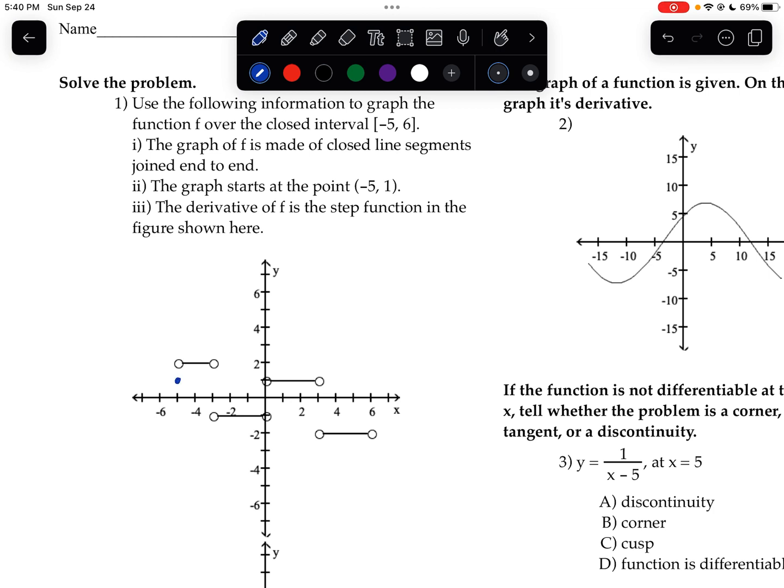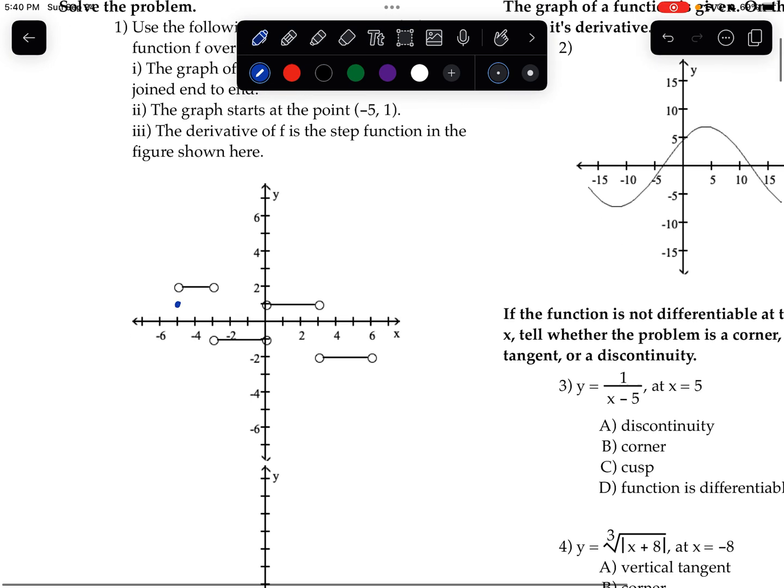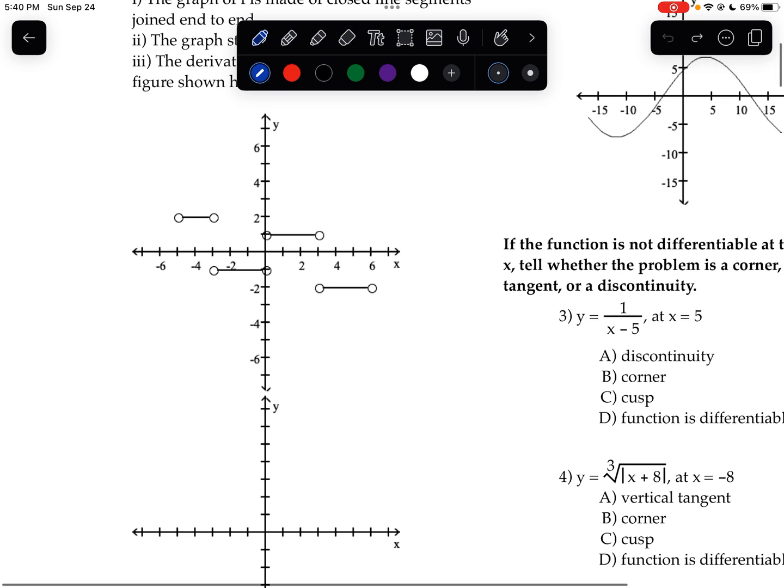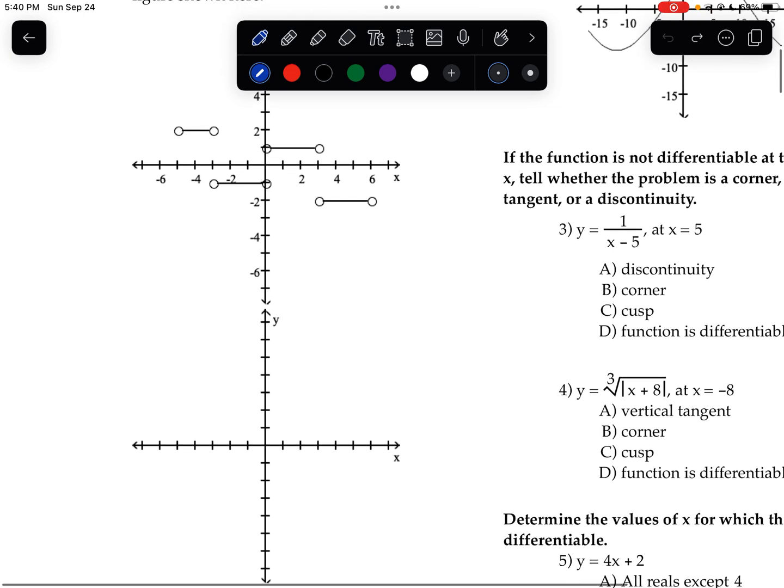The derivative of f is the step function of the figure shown below. So over this, I'm going to draw down here. So 1, 2, 3, 4, 5, 1. Okay, so here's where the graph is starting at.